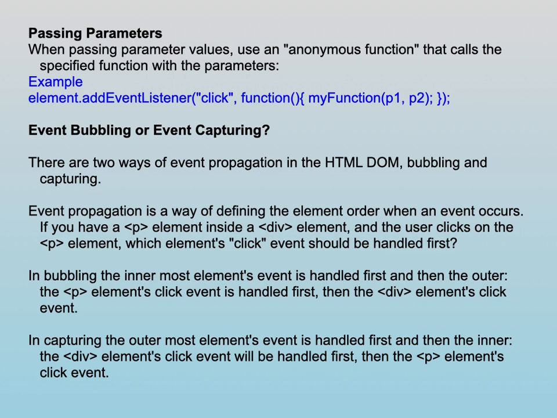In bubbling, the innermost element's event is handled first and then the outer. The paragraph element's click event is handled first, then the div element's click event is handled. In capturing, the outermost element's event is handled first and then the inner element. The div element's click event will be handled first, then the paragraph element's click event. So that is the difference between event bubbling and event capturing. In event bubbling, the innermost element's event is handled first. On the other hand, in event capturing, the outermost element's event is handled first.